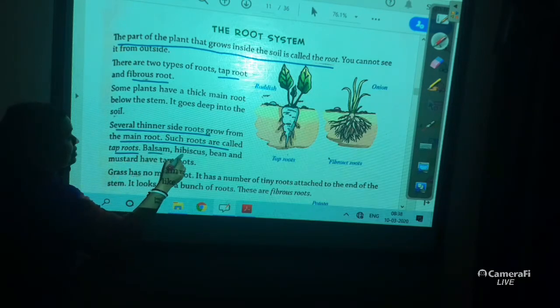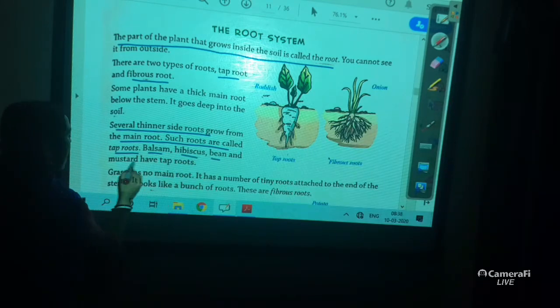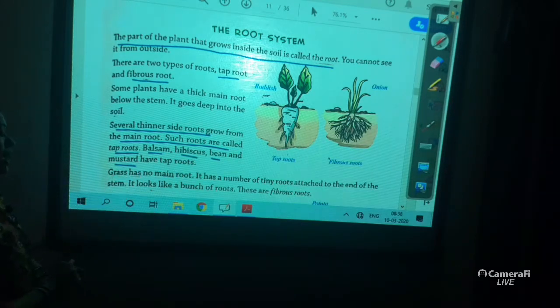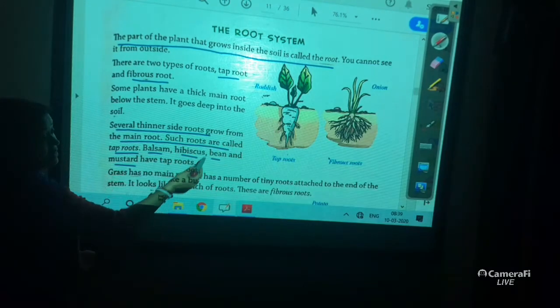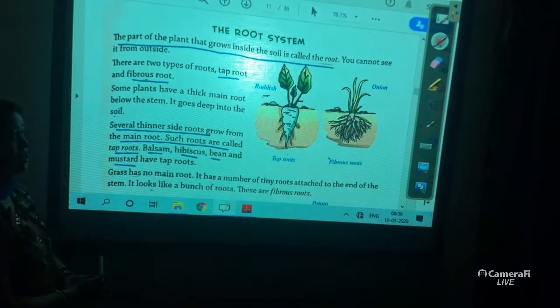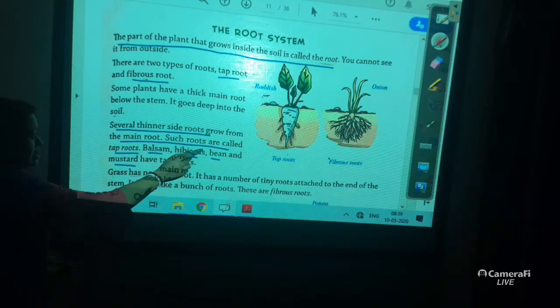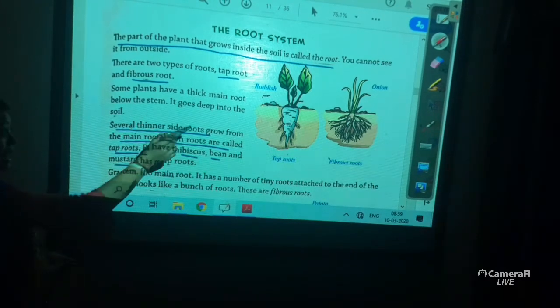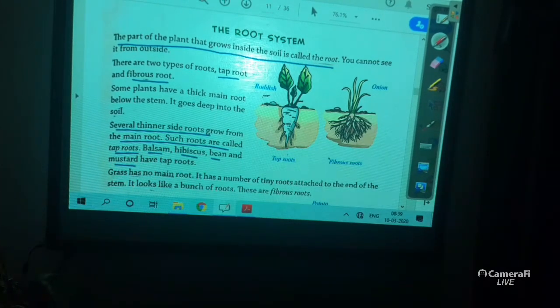Balsam, hibiscus, bean and mustard. Okay, these all are examples of the tap root. And radish also. Here it is not given the radish, but see the picture. There is a picture of the radish, and radish has also tap root. So balsam, hibiscus, bean and mustard and the radish are examples of the tap root.